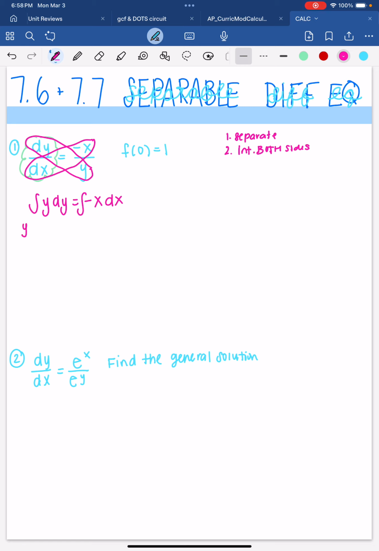And then we're just going to add 1, divide by the new power: y squared over 2 equals negative x squared over 2 plus c. You only need the plus c on one side, and you're going to put it on the side with the x because that's just good practice.